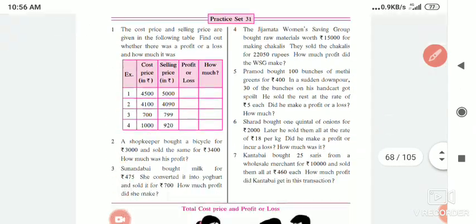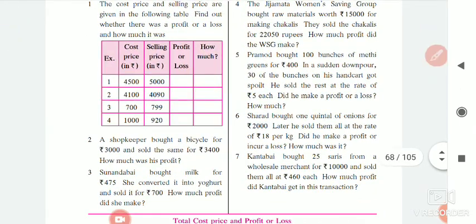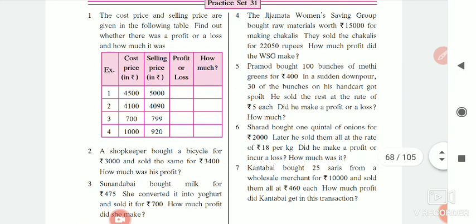You have to try because very easy examples are there. Okay, so you have to solve. If you have any doubt, ask me, I will clear it in the next lecture.